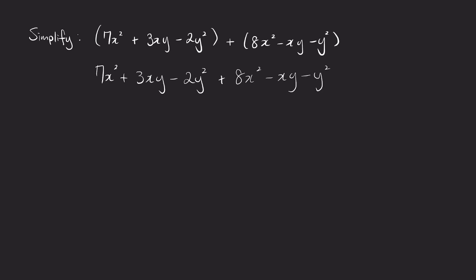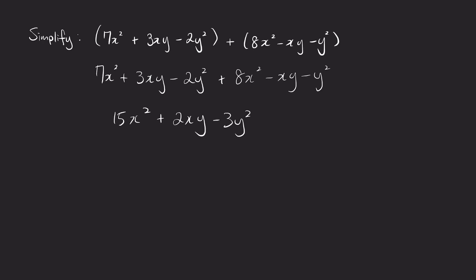And then we group the like terms together. We have the x squared here and another x squared term over here. So we group them as 7 plus 8 is 15x squared. And then we have the xy term, 3xy minus xy. So plus 2xy. Minus 2y squared minus y squared. So minus 3y squared.